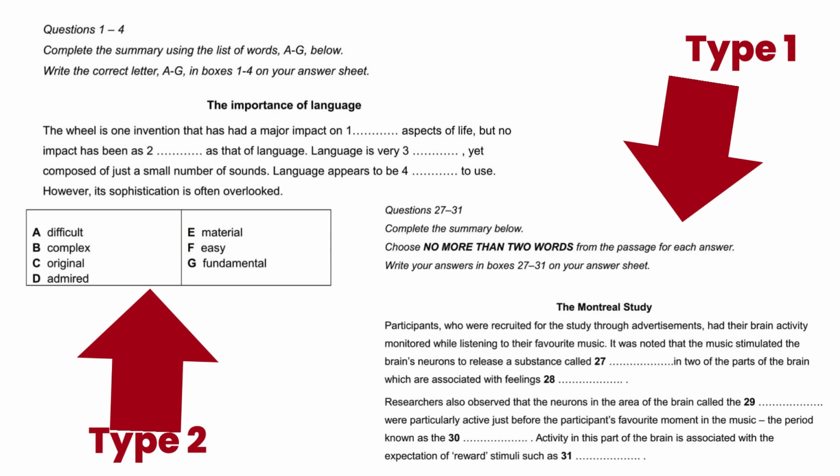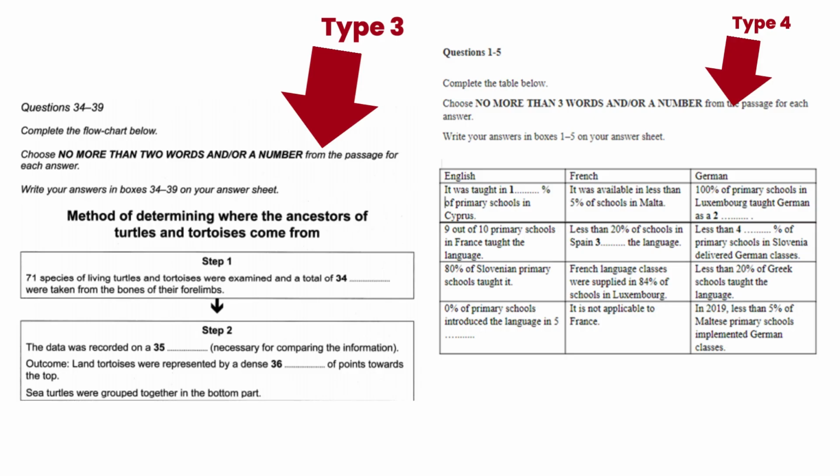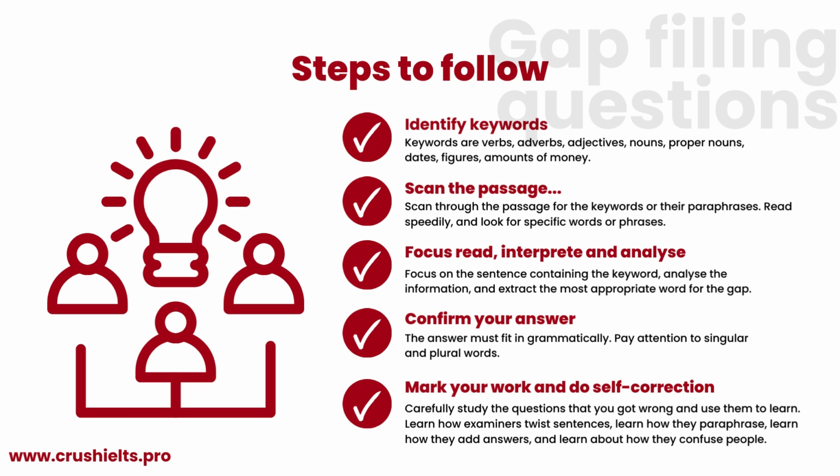How do I know the words to pick? I need to check the passage and understand the information in the passage. All right? Look at the other types here. Chart completion question, that's type 3. That's a chart that you have to complete. And then type 4 is a table completion question. So these are some of the types of gap filling questions I should expect to see. And like I said, they are easy to handle. Now, what are the steps?